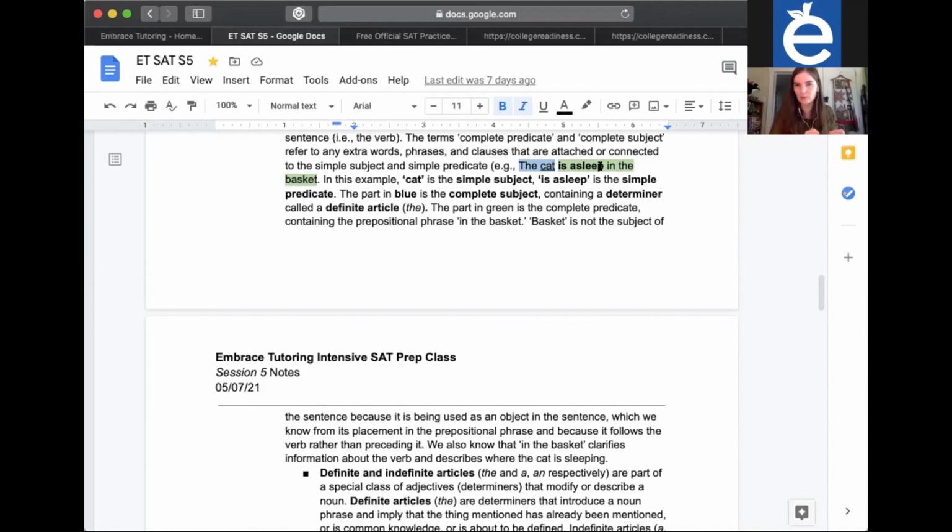It's the active verb. But asleep is also part of the verb because it's a past participle, a form of a verb that is used to create a form of the past tense. So it can't really be separated from is in this context in order to convey the appropriate meaning. So that would be your simple predicate. But in the basket is part of the complete predicate, even though it's a prepositional phrase providing additional information about where the cat is sleeping. Does that make sense to everyone?